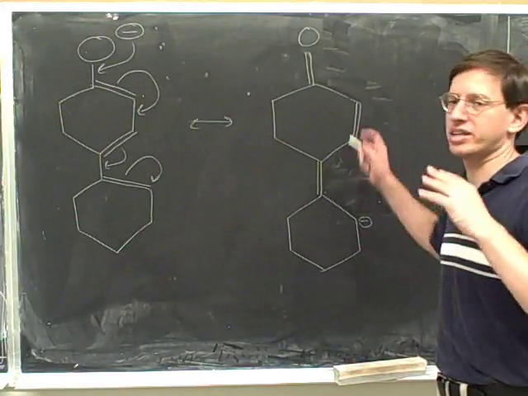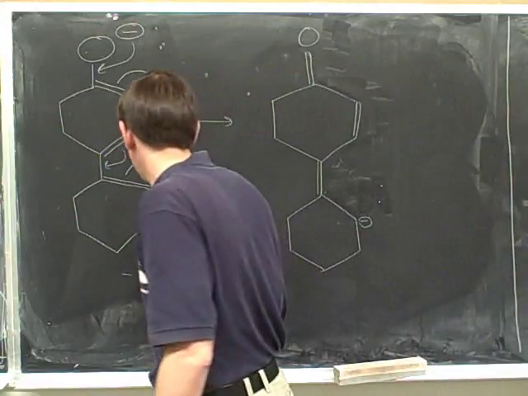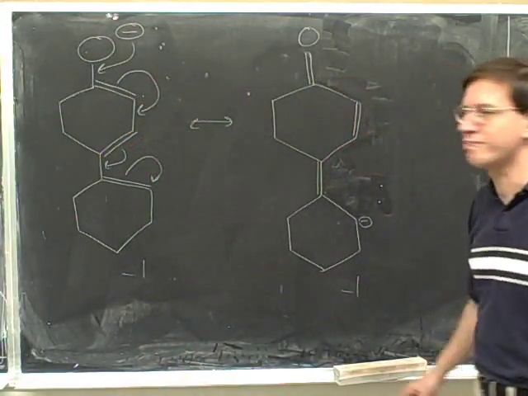Actually, I'm not done. Now I have to check the net charges. The net charge here is -1, and the net charge here is -1. So that balances out.